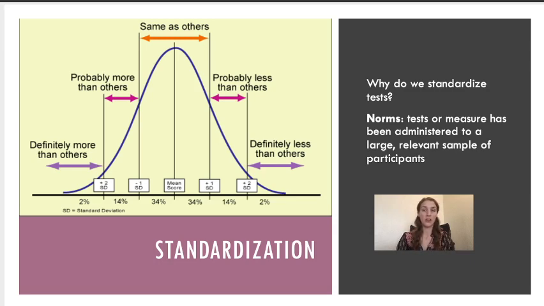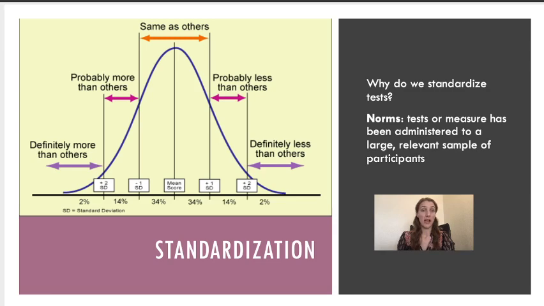Norms are tests or measures that have been administered to large relevant samples of participants. Then we have what we call norm groups for comparison. Think of other standardized tests, all right? We have the SAT, the ACT, tests that are also becoming a little bit outdated, I will say. But they have norm groups, right? You'll be compared to others who have taken the same measure.